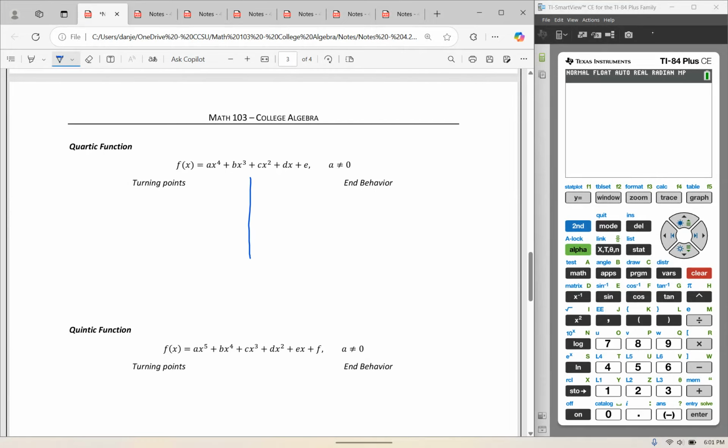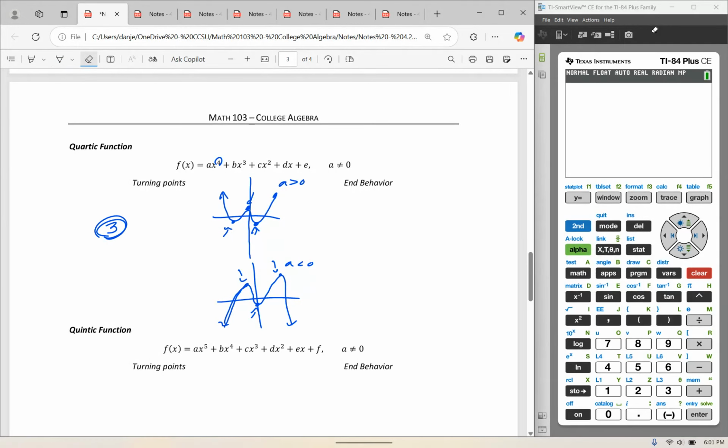Again, let's look at if A is positive, what's the graph going to look like? And if A is negative, what's the graph going to look like? If A is positive, the graph is going to look a little bit like a W. If A is negative, it's going to look a little bit like an M. Notice the degree is 4. There are 1, 2, 3 turning points. If A is negative, there's 1, 2, 3 turning points. 3 points where the graph changes. So the number of turning points is the same whether the A is positive or negative.